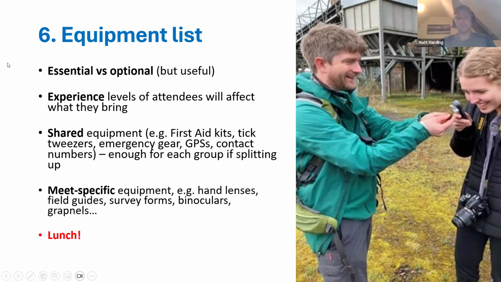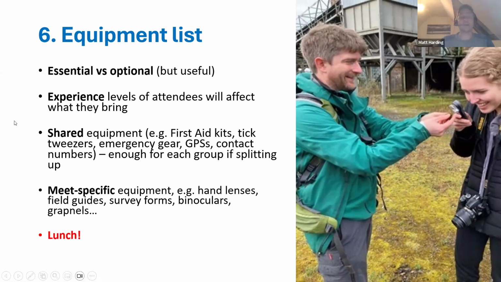It's worth thinking about shared equipment, which I always assume that no one else is going to bring. So I always try and take at least one of this stuff: the first aid kits, the tick tweezers, the bivy bag for the disaster that you hope doesn't happen, GPSs, and so forth. If your group is planning to split up, or if you have a backup plan, you need to make sure that every leader in your subgroup has access to those as well. So a bit of communication beforehand.